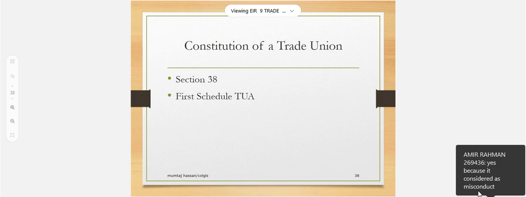So your constitution is stated under Section 238, and there's one example of the Constitution in the First Schedule of the Trade Union Act. So you can refer to the First Schedule to know what a Constitution of a Trade Union looks like. It's a very simple one, just basic.